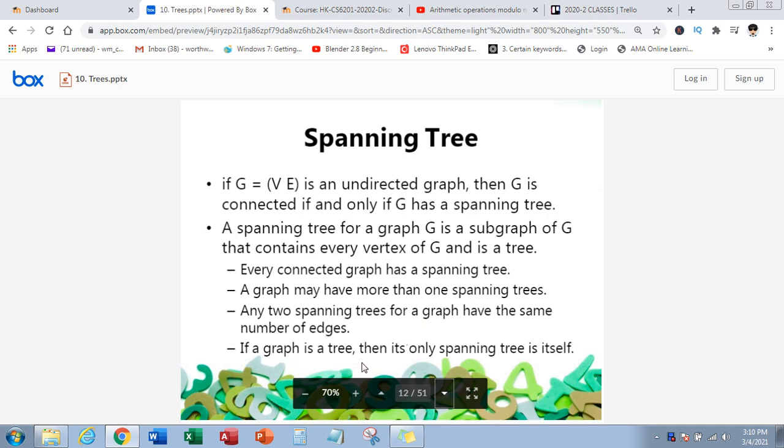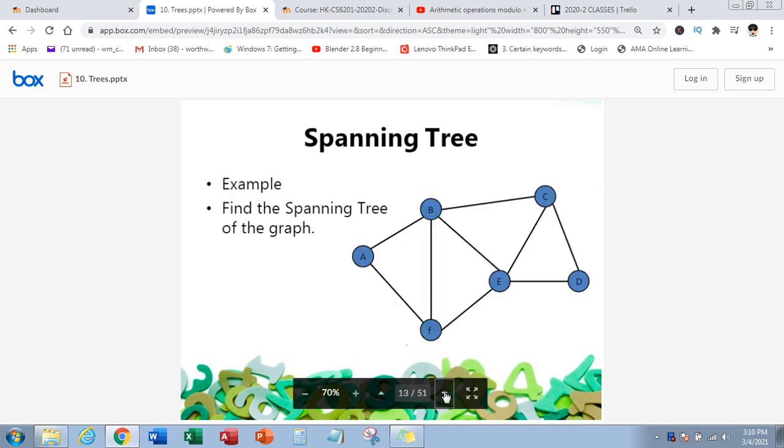If a graph is a tree, then its only spanning tree is itself. Katulad nung example ko kanina na pag break natin o separate natin, then it will become a tree. That is an example of a spanning tree. Okay? So find the spanning tree of the graph. So breaking up this graph, we can find a spanning tree.